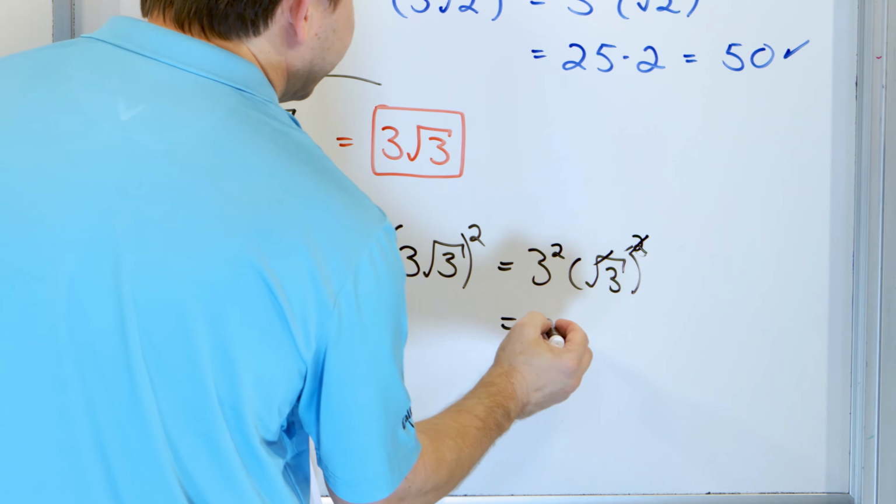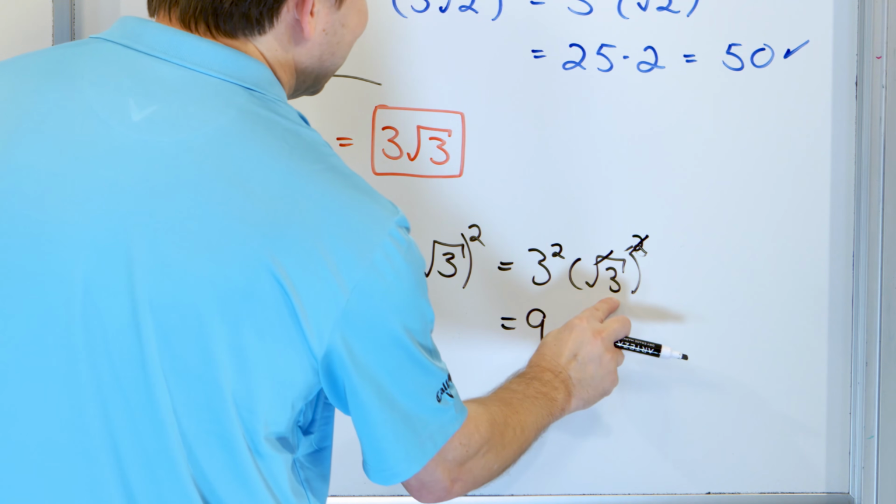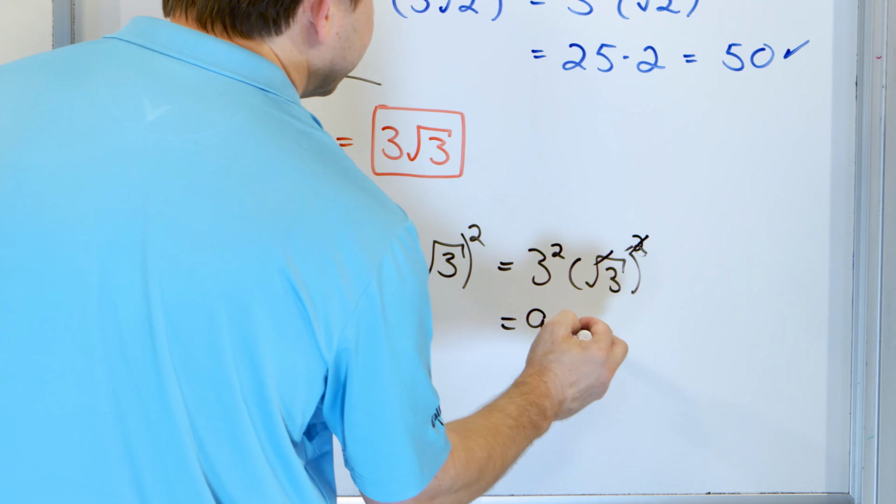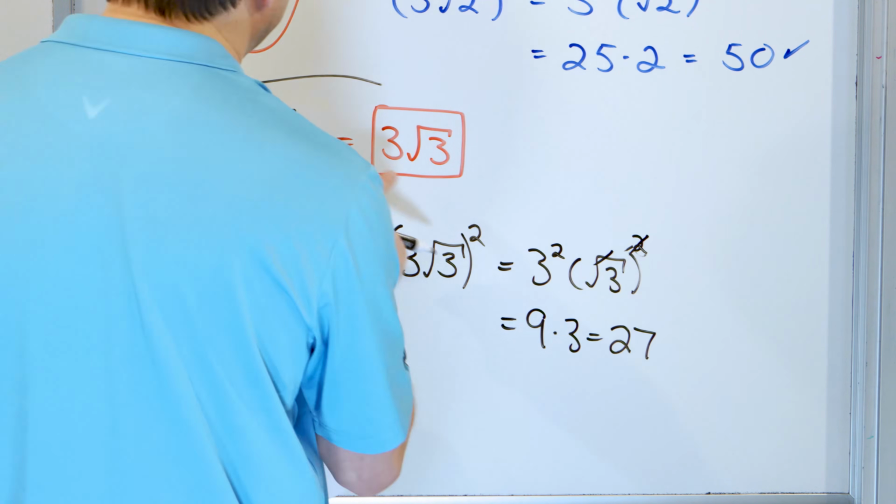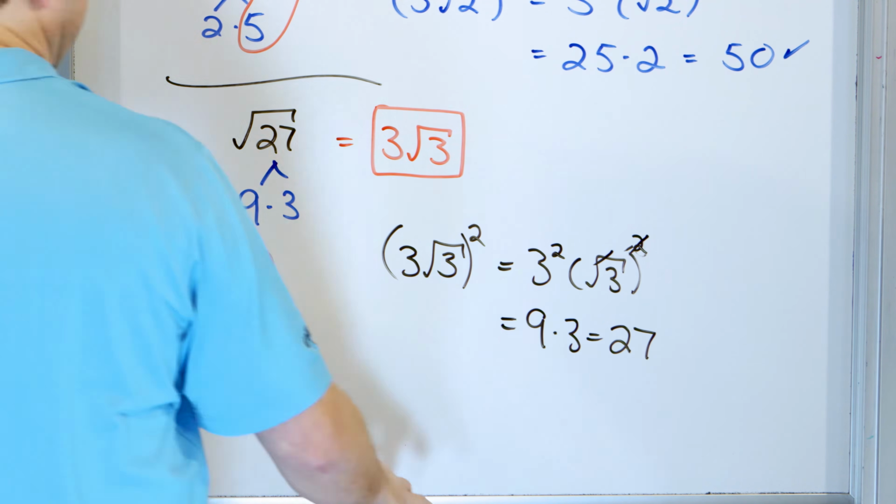Here we're going to have 3 squared. 3 times 3 is 9. This is what is left behind after this cancellation. And what is that? Look at that, 27, which is exactly what is under the radical.